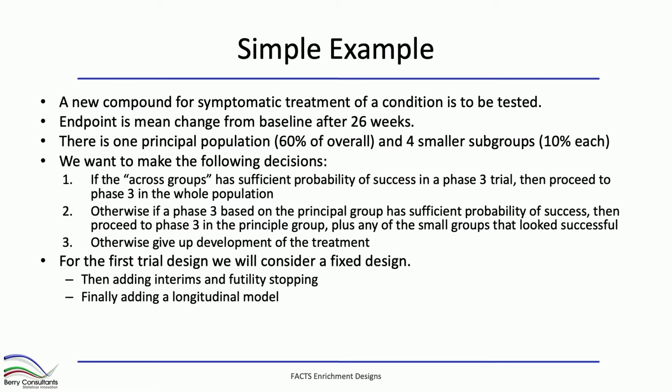And we're going to look at this design in 3 stages. First of all, we'll consider just a straightforward fixed design where we simulate the data and we do an analysis at the end. Then we'll look at adding interims in the trial and adding some futility stopping rules. And then finally, we'll try to improve how we perform with our futility stopping by adding a longitudinal model.